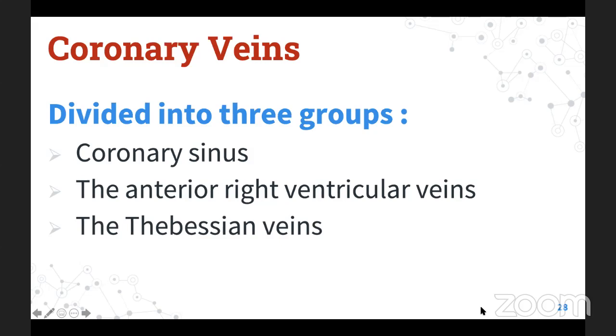The second system of the cardiac veins gathers venous blood from the right two-thirds of the right ventricle and ends in the right atrium. The third system, which is the Thebesian veins, comprises small veins that drain different portions of the right atrium and ventricle and empty directly and individually into these chambers.